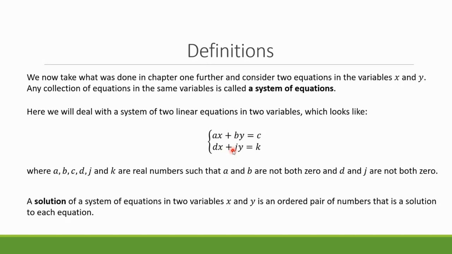If a and b are both 0 at the same time, then you really only have one equation. That takes all the fun away. Same thing with d and j being 0 at the same time. We don't want that. Okay.